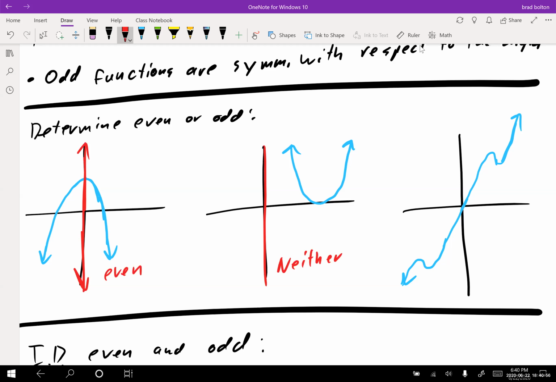It still has symmetry, but it has symmetry with respect to this axis of symmetry. So this is what we'll talk about in the next section. We have an axis of symmetry, but it's not an even or odd function. It still has symmetry, but not the kind we were looking for.